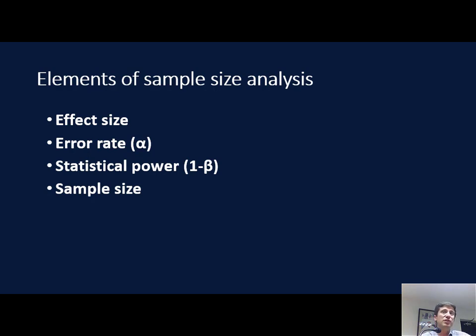Because in most situations, we're more tolerant of throwing out a result and saying there was nothing there than we are of accepting a result that's not actually true and telling the world that it's true, right? And then sample size is, in most cases when we use these formulas containing these 4 components, the thing that we're solving for. We want to know how many people do we need in our study in order to have a defined power to detect a certain effect size with a certain error rate.